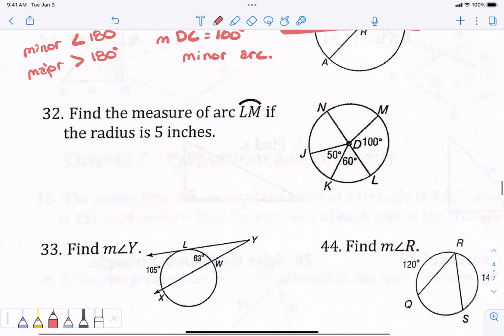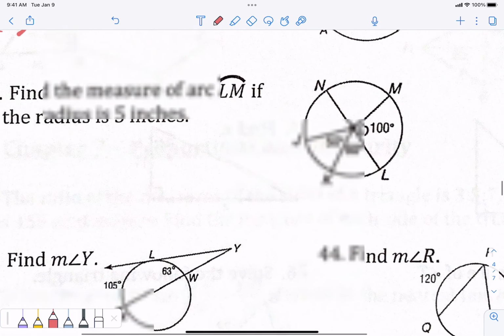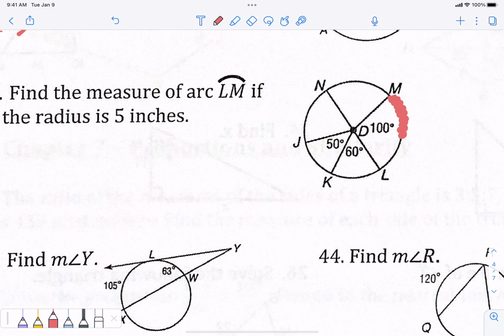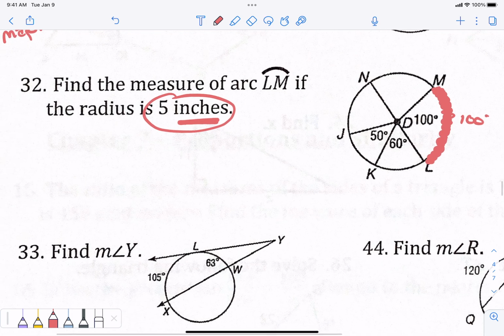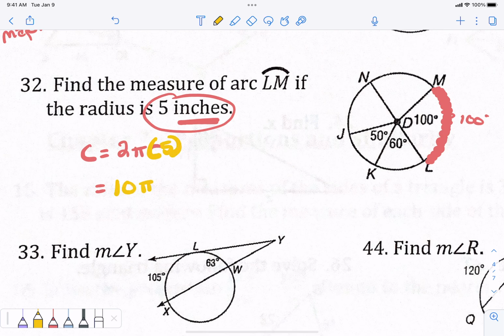Good heavens. 32, find the measure of arc LM. They're saying like find actually how big this is if the radius is 5 inches. So yes, I know that this is 100 degrees, but like distance-wise, how many inches is that, all right? So they're asking me for circumference, right? Circumference is 2 times pi times r. If I were trying to find the circumference of the entire circle, I would put 5 in for the radius, so this entire circumference is 10 pi.